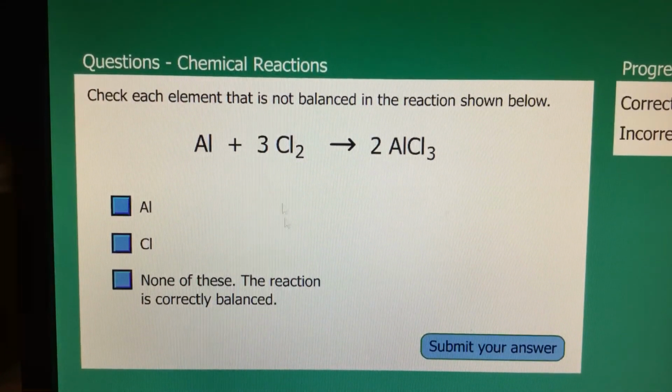Okay, so the first question says, check each element that is not balanced in the reaction below. So let's start with aluminum. We have 1 aluminum on the reactant and 2 product aluminum, so that is not balanced. The chlorine, we have 6 chlorine reactants and 6 chlorine products, so those are fine.